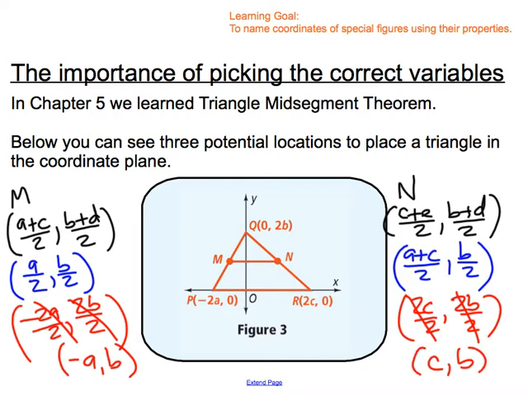If we take a look at all of the potential figure locations for this triangle, we can see that the final location ends up being the most simple with the variable coordinates. This choice of location would be the best to complete a coordinate proof.